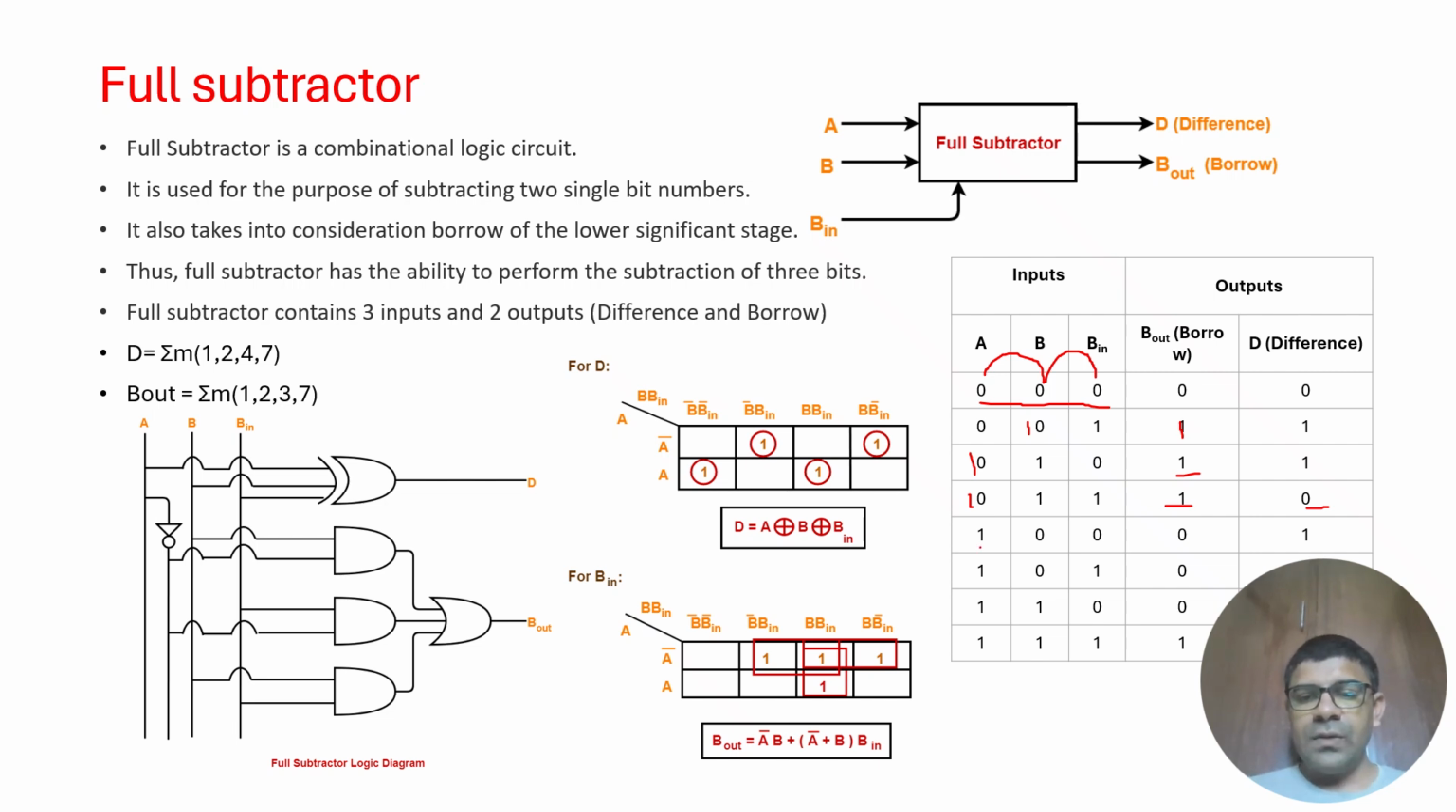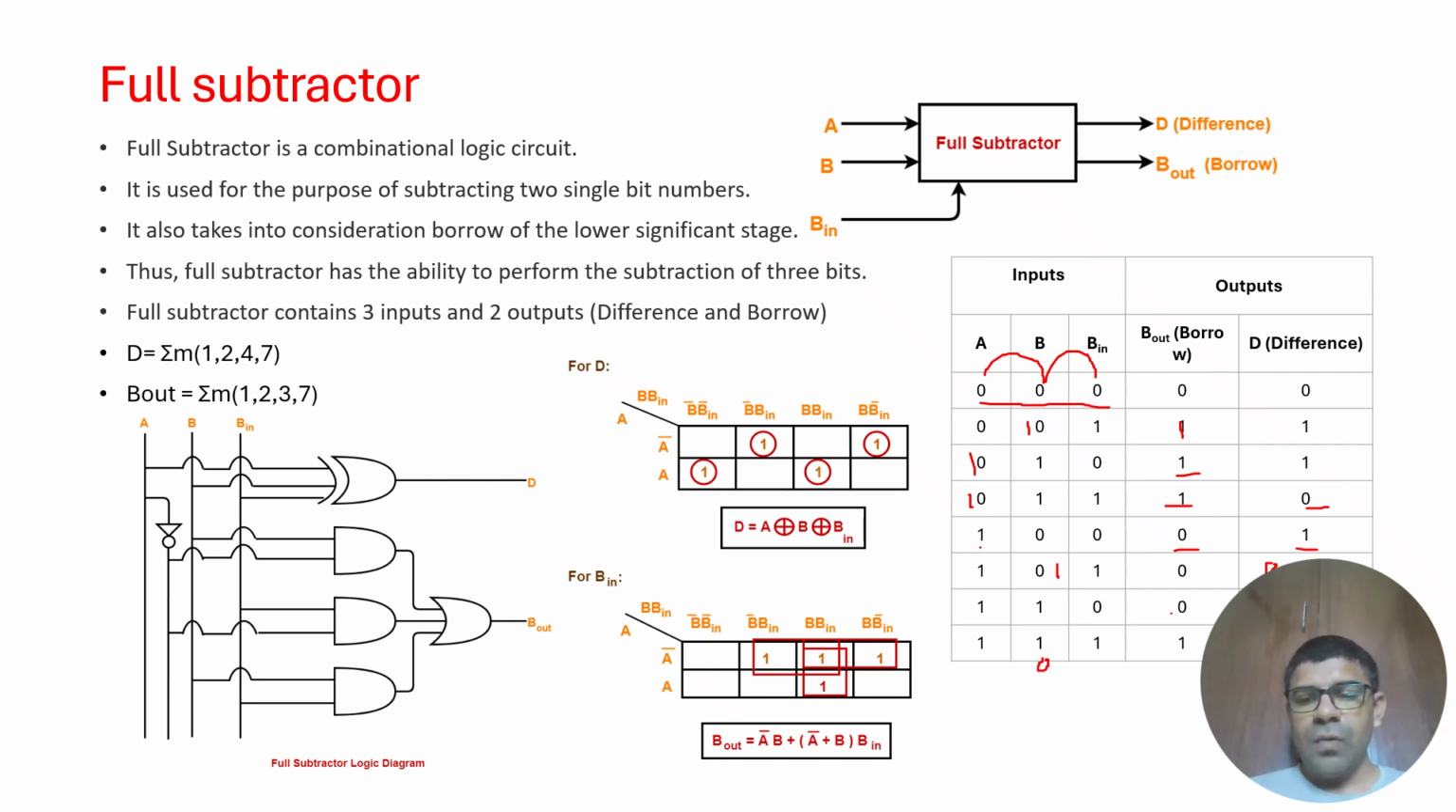Next, 1 minus 0 is 1. Again 1 minus 0 is 1 only, so the difference is 1. We didn't get any borrow, so borrow is 0. Next, 1 minus 0 is 1, then 1 minus 1 becomes 0. The difference is 0, borrow is also 0. Next, 1 minus 0 is 1, then 1 minus 1 is 0, so both borrow and difference are 0, 0. Next, 1 minus 1 is 0, so here it becomes 0.